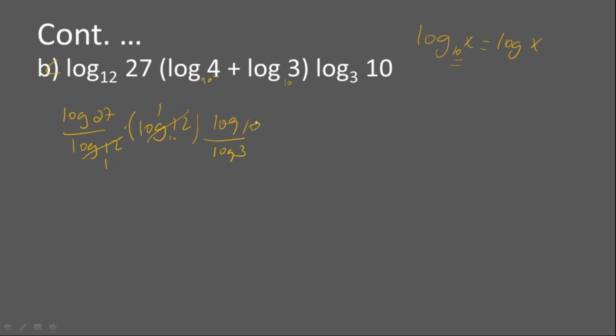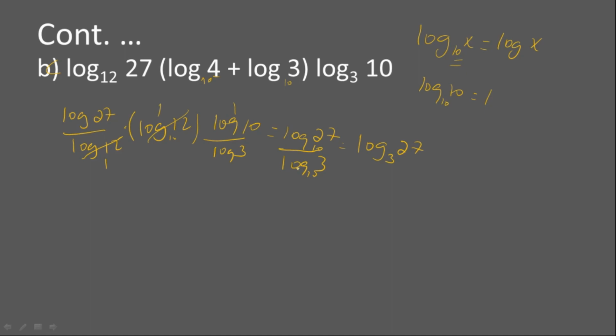Since log 10 to the base 10 is 1. As we know, log b to the base b is 1, so log 10 to the base 10 is 1. So finally we are left with log 27 over log 3. Since our base is 10 in both cases, we can combine it into log 27 to the base 3.